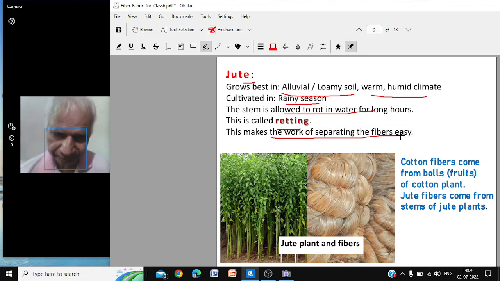You put the stem in water and allow it to rot. Now, cotton fibers come from bolls or fruits of the cotton plant. Jute fibers come from stems of jute plants. Cotton we were not getting from the stem, you are getting it from fruits or bolls. Jute you are not getting from fruits, you are getting from the stem. So, jute from stem and cotton from the bolls or fruits.